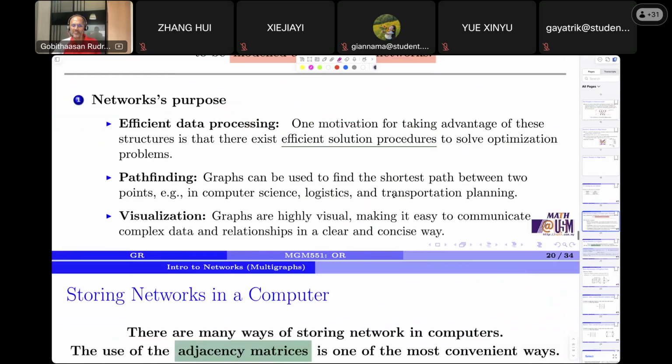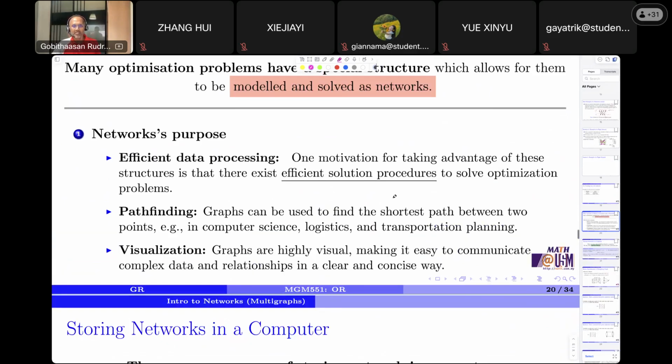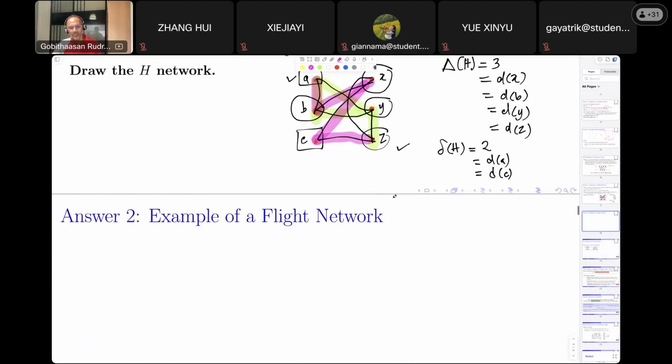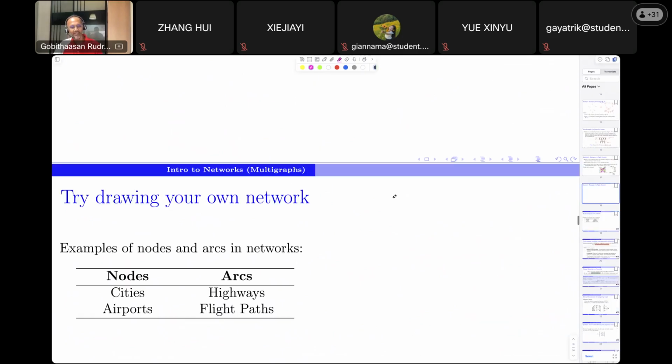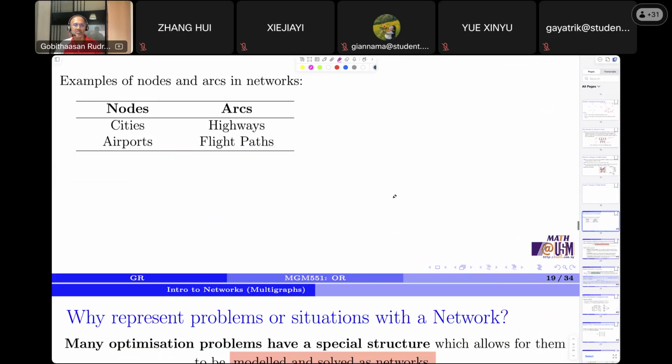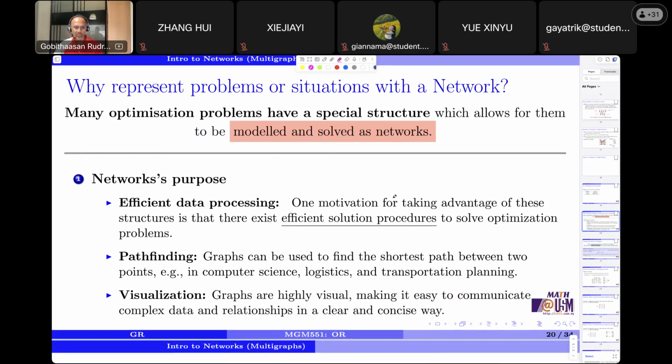Right, and then visualization, of course. Rather than looking at how they are connected in a table form or in a different form, by looking at this graph, we will be able to visualize easily how they are connected. Okay, so that is actually the motivation of representing problems or situations with a network.